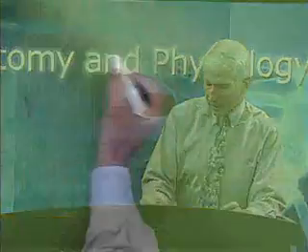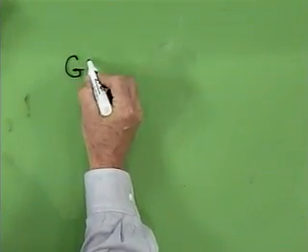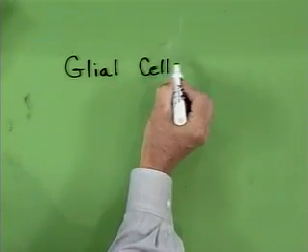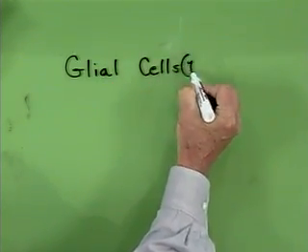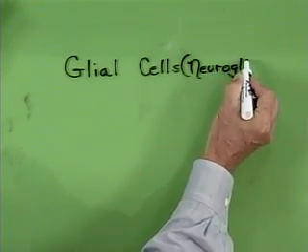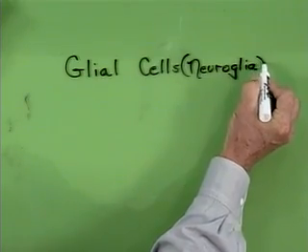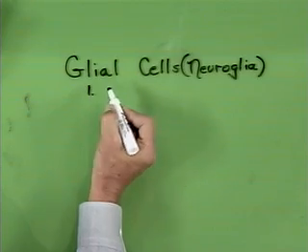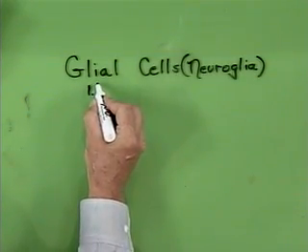Let's look quickly at the kinds of glial cells or support cells, neuroglia. Let's go to the overhead camera and take a look at what we're talking about here. These are cells that do not conduct impulses. So none of these conduct impulses. There are actually six different types.